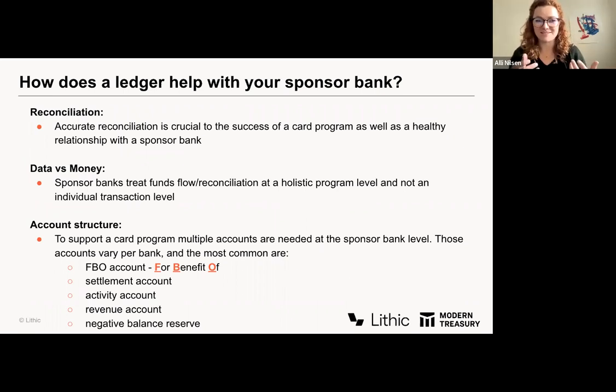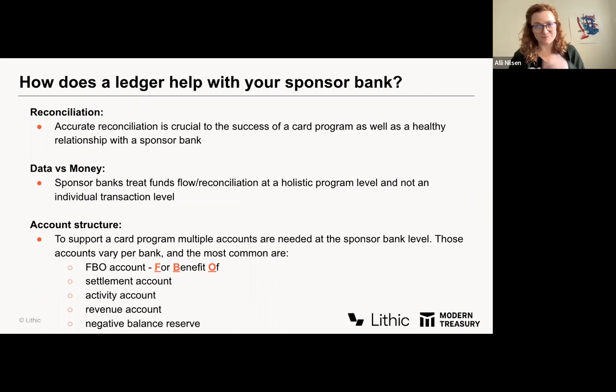But really, at the end of the day, why does a ledger matter to your bank? What matters to a bank in general? Other than compliance, which banks care a lot about, and they will run you through several hoops, a ledger is really important for your overall card program success, because at the end of the day, it's going to help you understand where money is going and why.